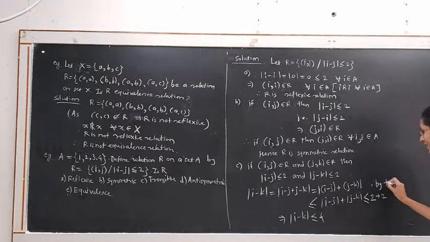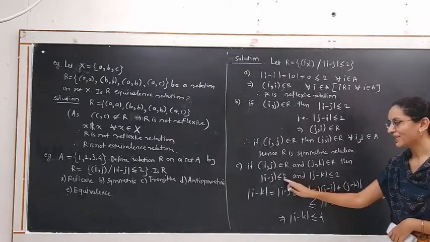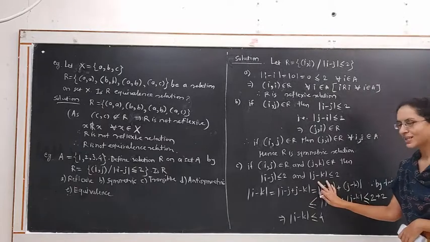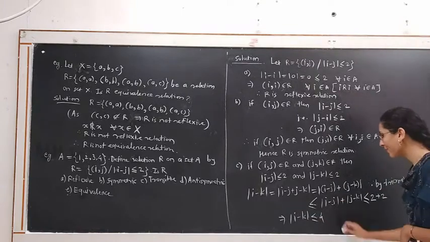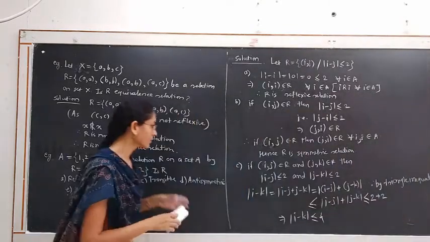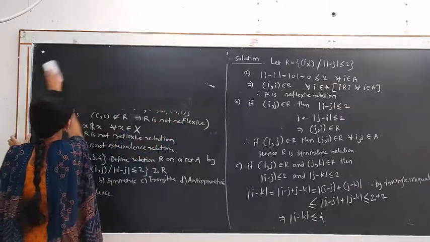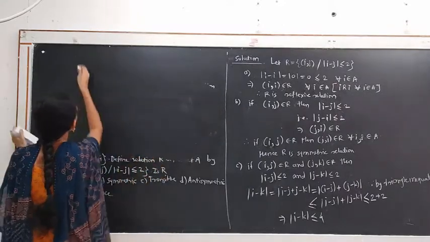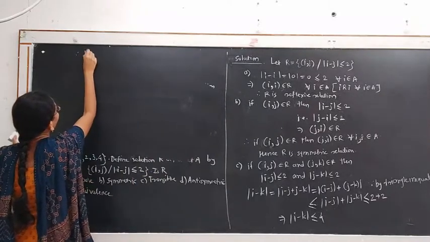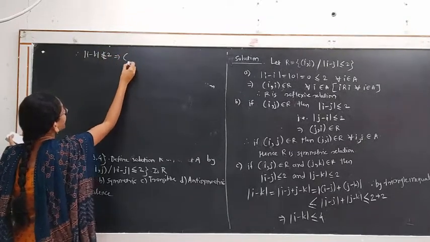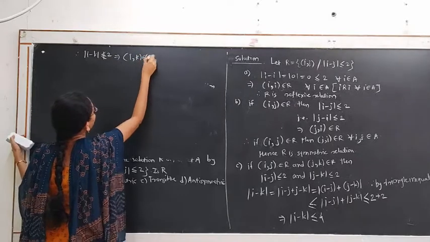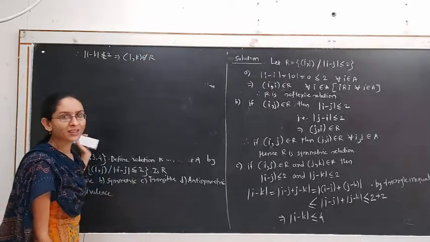where the first modulus, mod of i minus j, is less than or equal to 2, and the second modulus is also less than or equal to 2. Hence we are getting mod of i minus k less than or equal to 4. Hence the ordered pair (i, k) does not belong to set R. Therefore mod of i minus k is not less than or equal to 2, which implies the ordered pair (i, k) does not belong to R. Hence R is not a transitive relation.